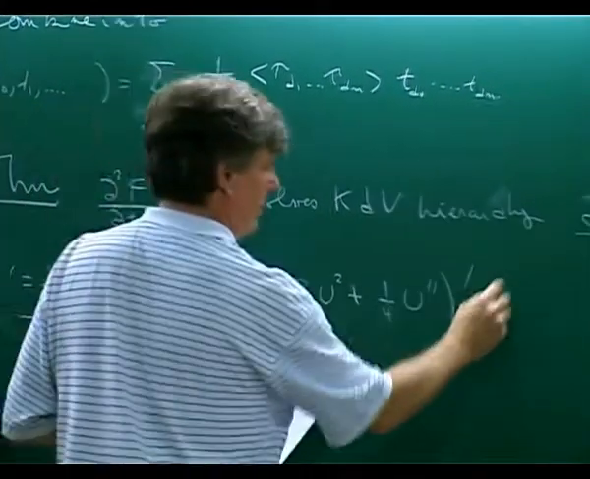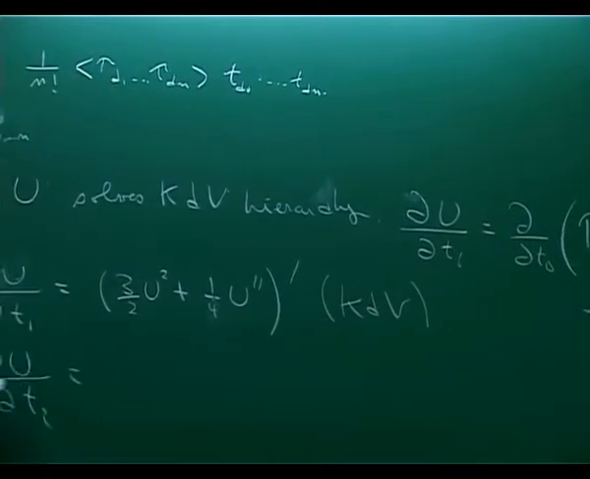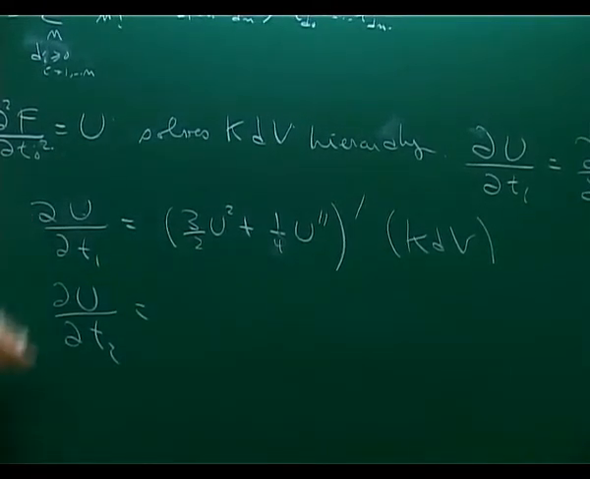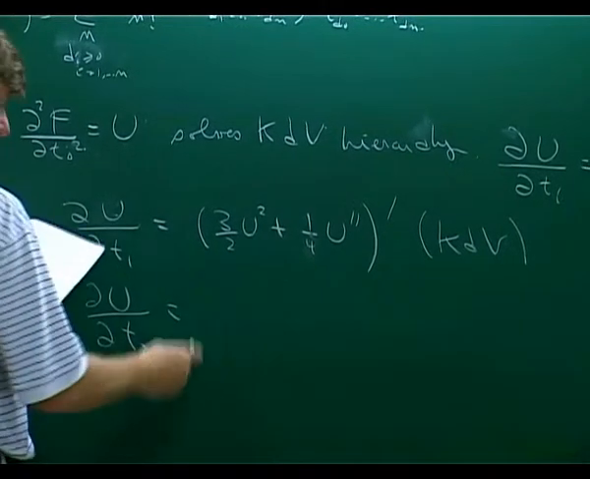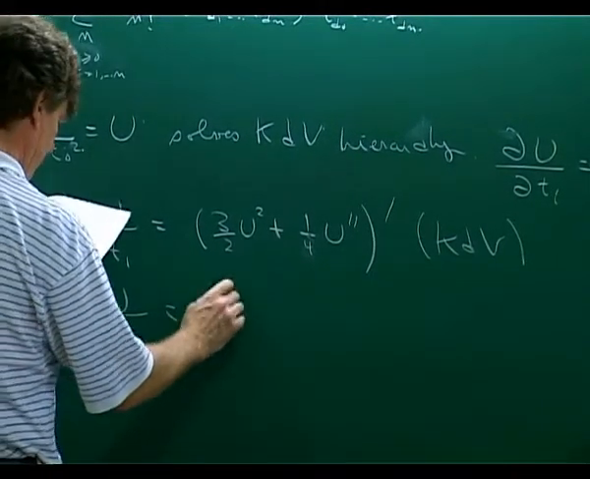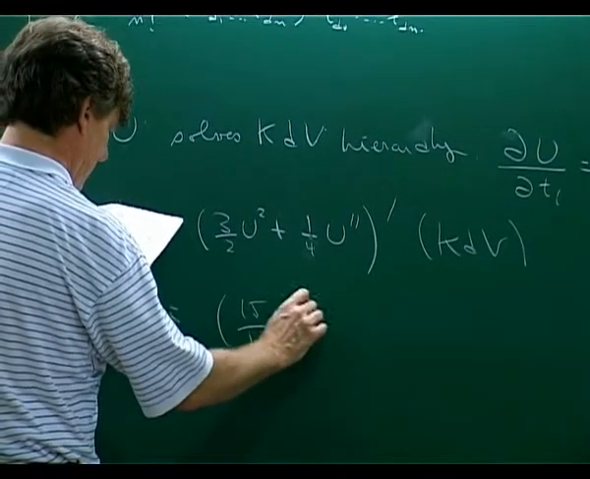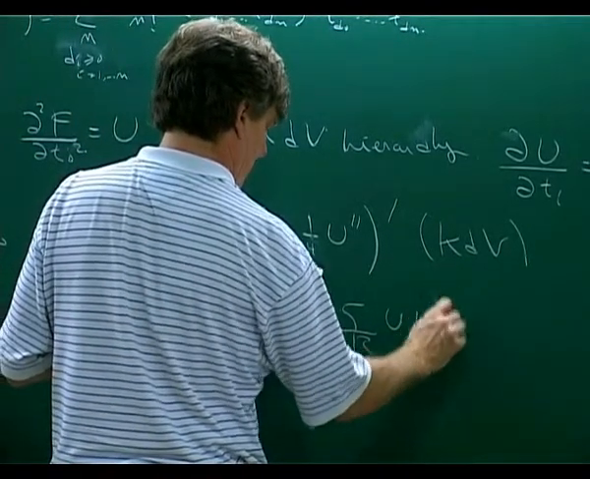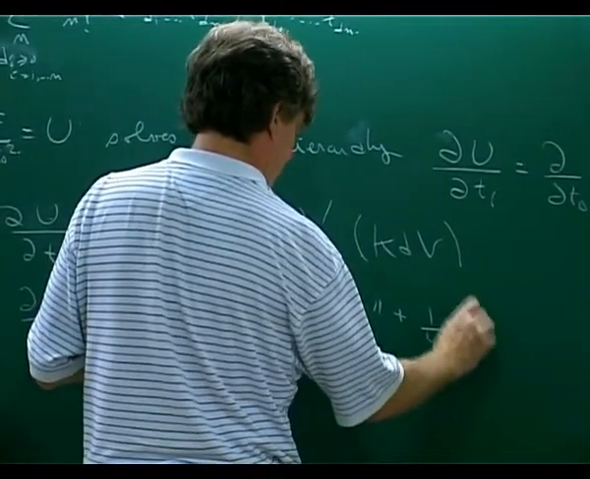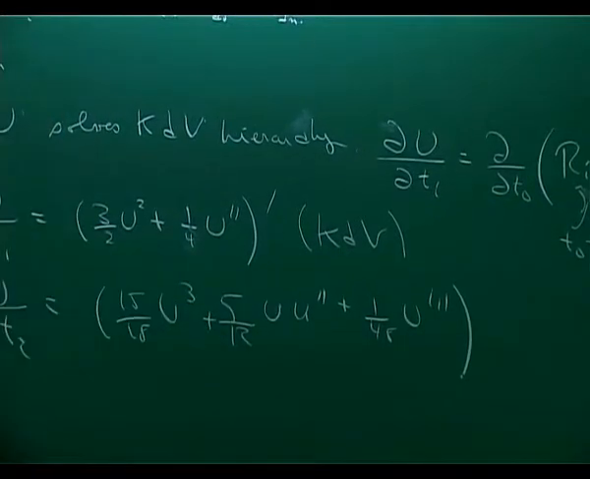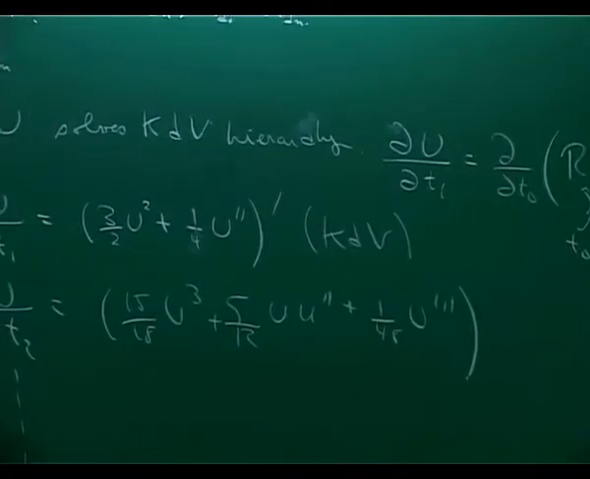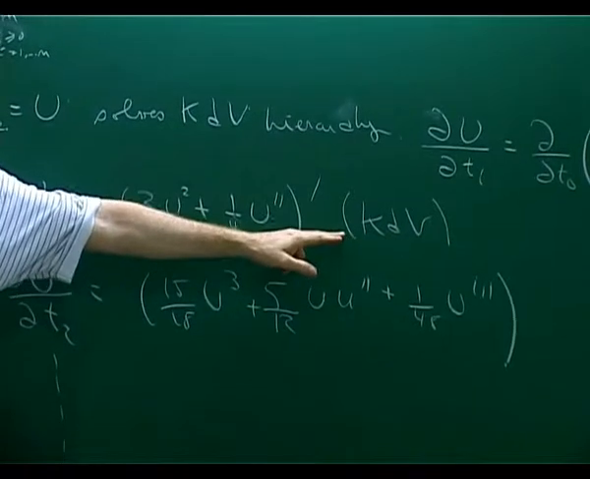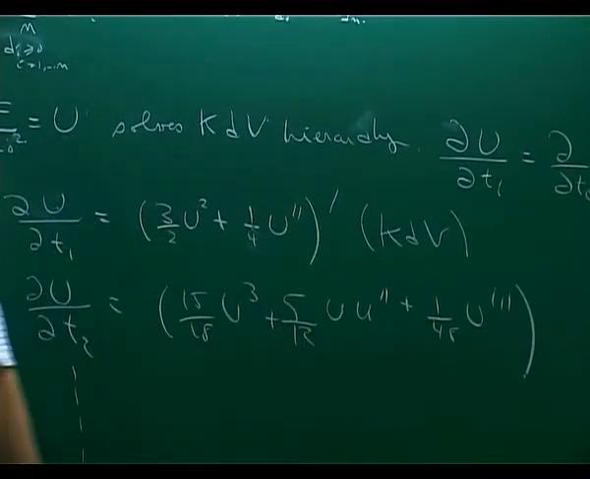So this is the original KdV, but there's an infinite number of PDEs, and they commute in the sense that you can solve them simultaneously. So I'll just write out another one. 15 eighths u cubed plus 5 twelfths u double prime plus 1/48 u triple prime. And there's an infinite hierarchy of these things. Now, to get an idea of how weird this is, this equation governs shallow water waves. Right?